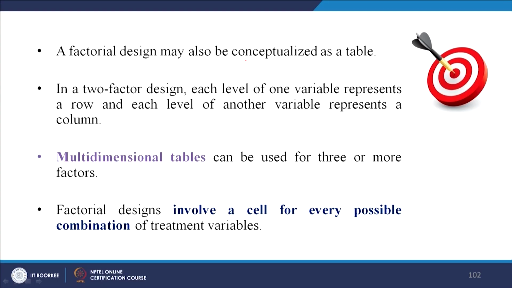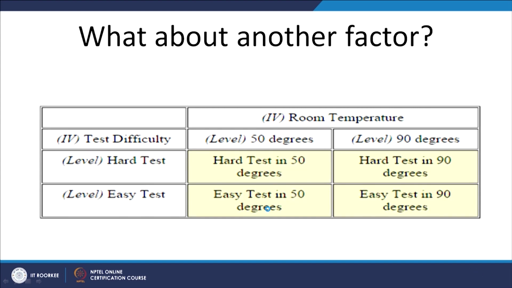A factorial design may be conceptualized as a table, okay, as a table. I will show you. In a two factor design, each level of one variable represents a row and each level of another variable represents a column. So, we will see in the table when I go to the next slide. Multidimensional tables can be used for 3 or more factors. Factorial designs involve a cell for every possible combination of treatment variables. So, let us see what about another factor.